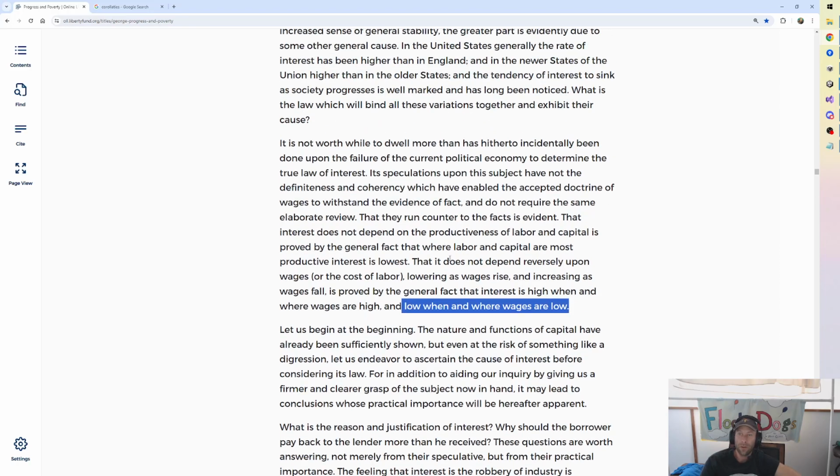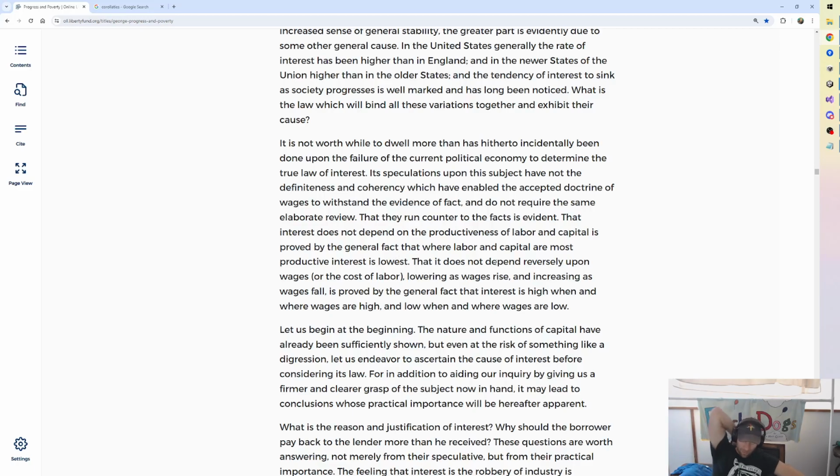So you could, it is proportional to wages, perhaps, but it's like inversely proportional to capital. I don't know. He's just saying that in some instances, at least, well, I guess he's saying there's a general tendency. Wages fall. We observe it lowers as wages rise, and it goes up as wages fall.